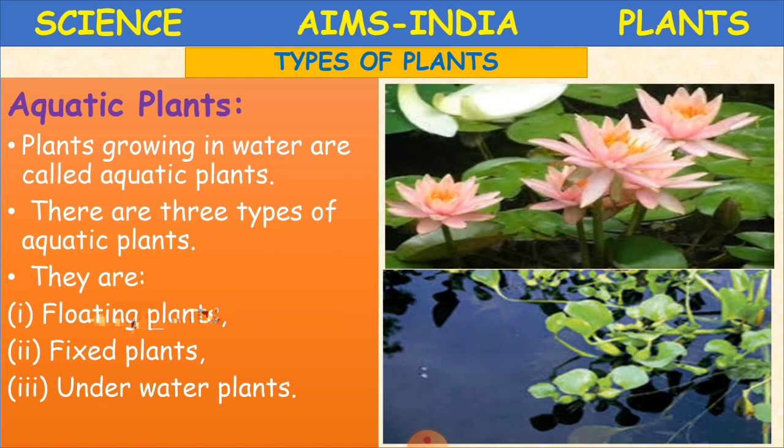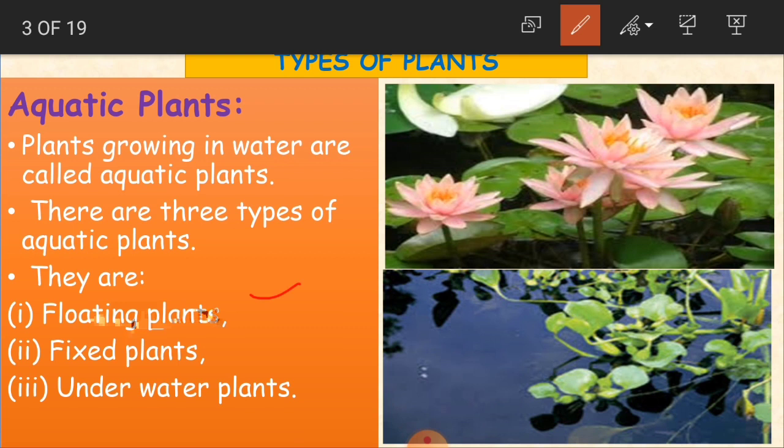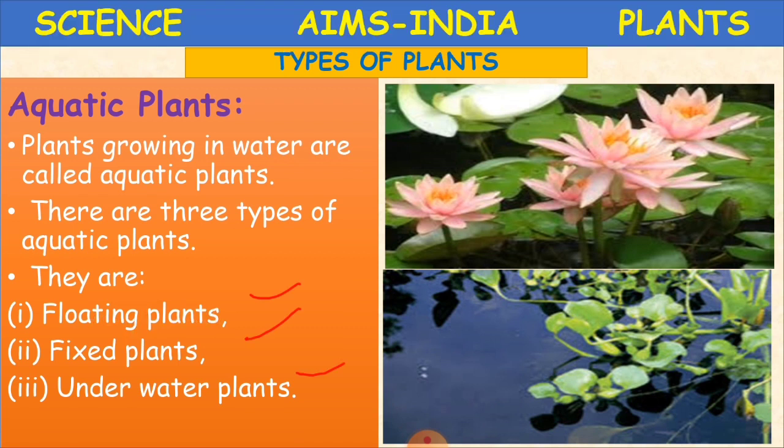If you see here in the picture, you are able to see that the plants are on the water. They are growing in the water and they are floating on the water. So we are having three types: floating plants, fixed plants, and underwater plants. Okay children, so we'll just learn one after the other now.